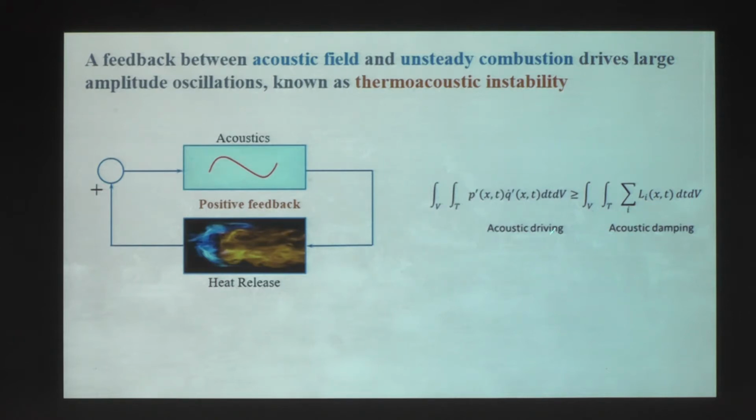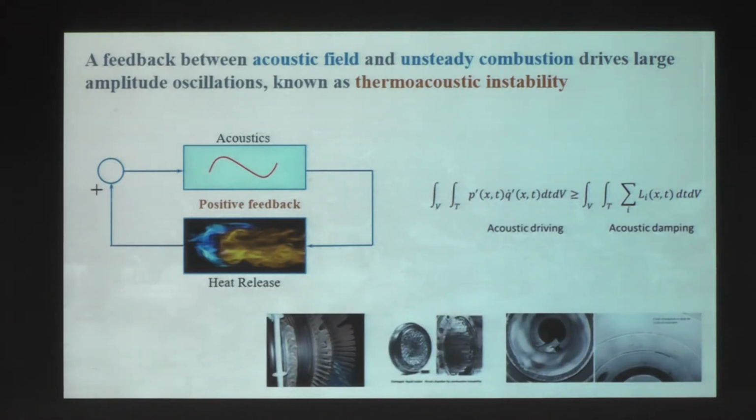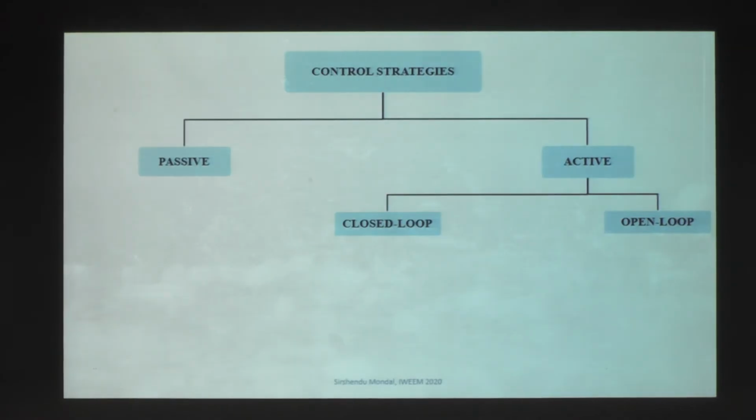The second condition is that the total acoustic driving of the combustor should be greater than the total acoustic loss. In such a situation there will be growth in acoustic oscillation, or high pressure oscillation, and that is dangerous, with a lot of catastrophic consequences. It can lead to structural damage and a reduction in the life of the combustor. Because of that, several studies focus on the control of such instability. They can generally be classified as passive and active control, and active control is further classified as closed loop and open loop control.